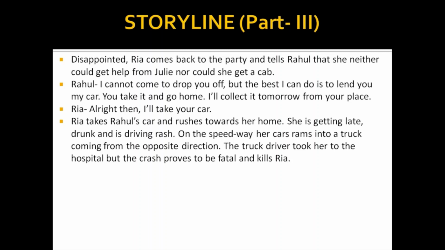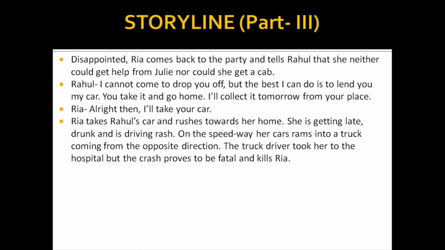So now the third condition that the dad has given to Ria is that she cannot drive the car, but because she was getting late, she thought, let's take the car, and she took the car. She took Rahul's car and she starts driving. Ria takes Rahul's car and rushes towards her home. She is getting late, drunk, and is driving rash. On the speedway, her car rams into a truck coming from the opposite direction. The truck driver took her to the hospital, but the crash proves to be fatal and kills Ria.